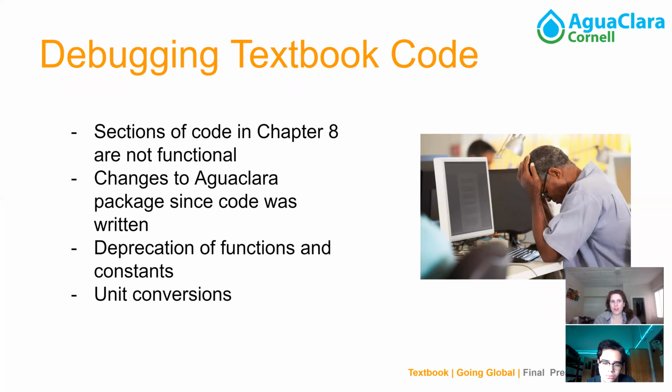But there were also a lot of changes to the Agua Clara package made since the code in the textbook was written. So it's just a few years. And mainly we saw deprecations of functions and some constants, as well as some unit conversion issues, as there were changes in the way the package handles units. So we went through every code block that we created, we tried to run it, and any issues that came up, we fixed them to the best of our ability.